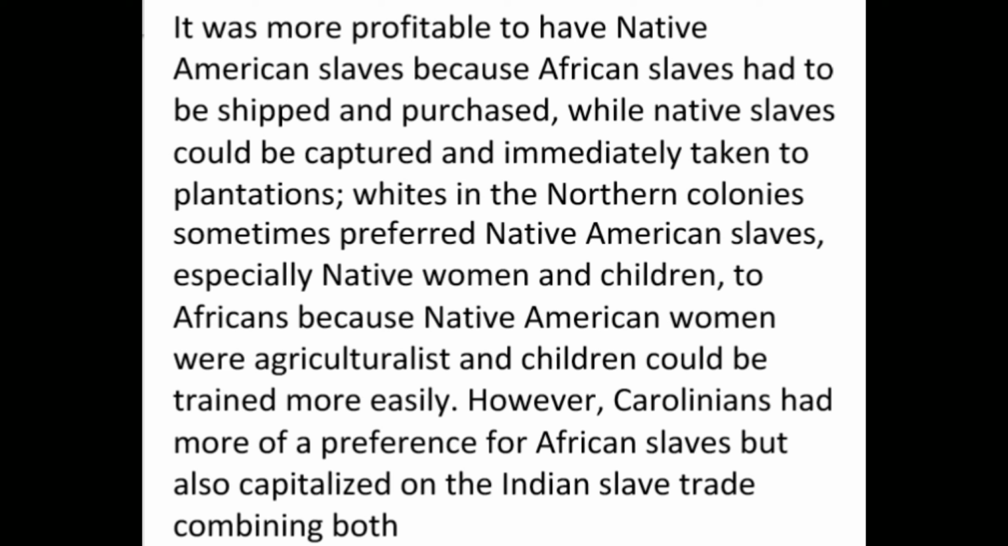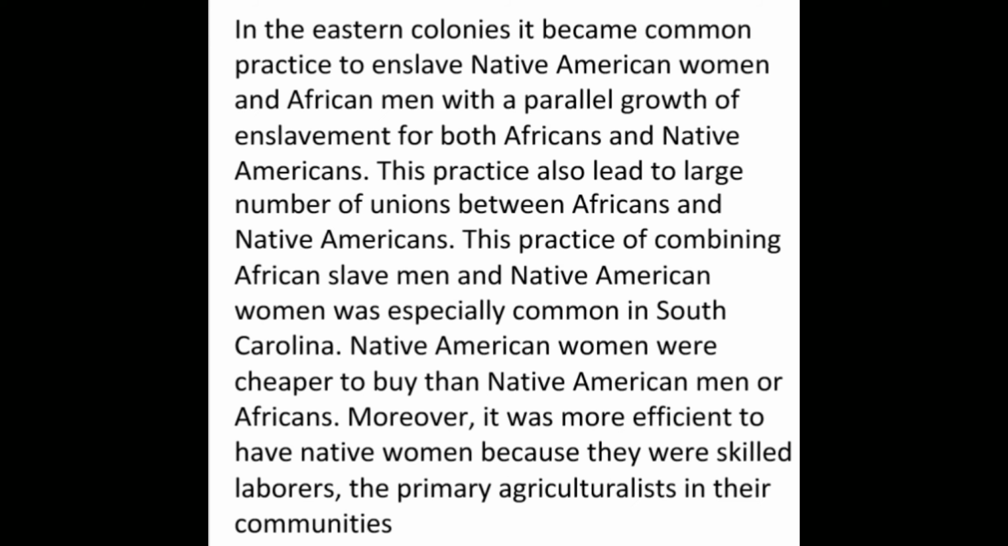Whites in northern colonies sometimes preferred Native American slaves, especially Native American women and children, to African slaves, because Native American women were agriculturalists and children could be trained. However, Carolinians had more of a preference for African slaves, but also capitalized on the Indian slave trade, combining both.